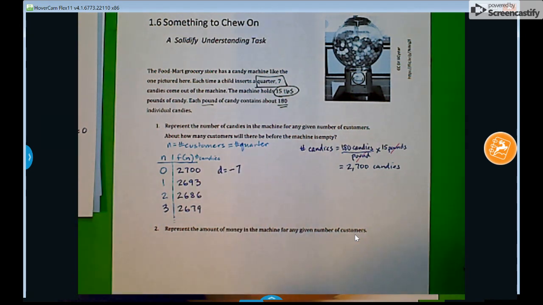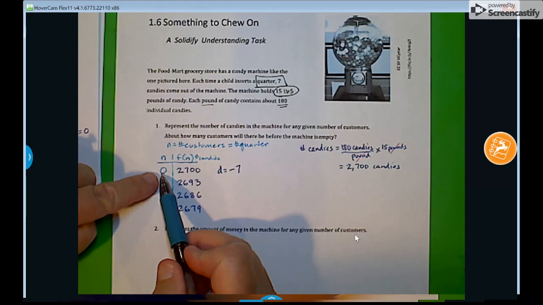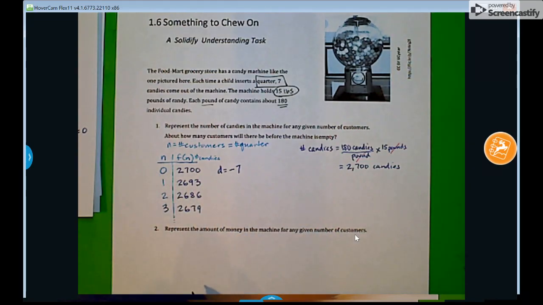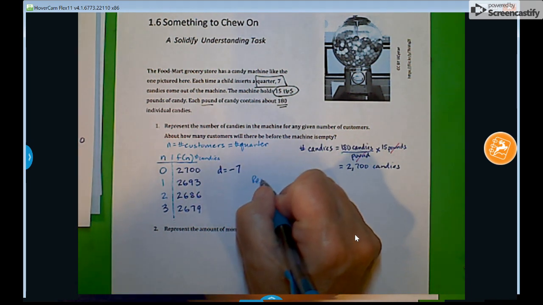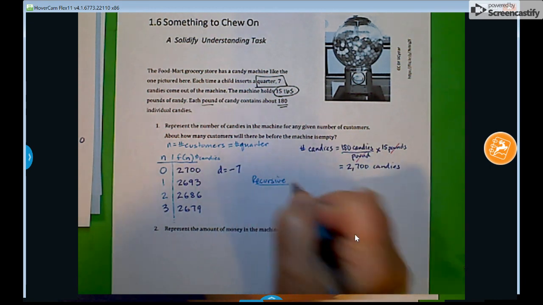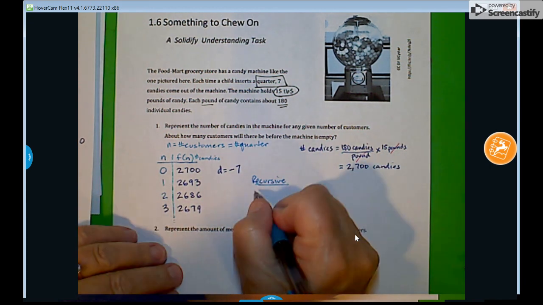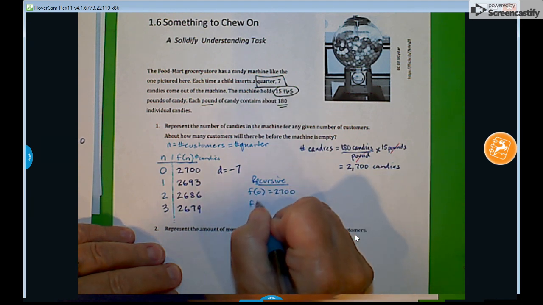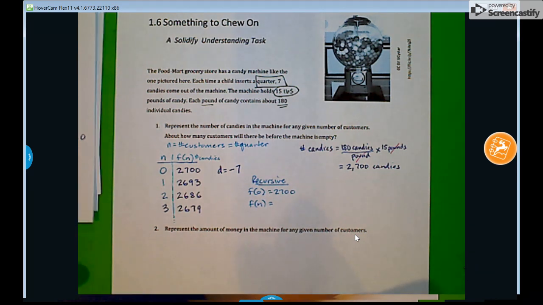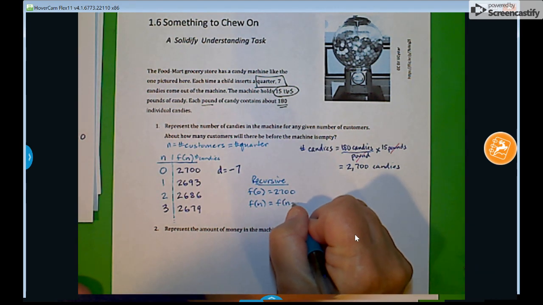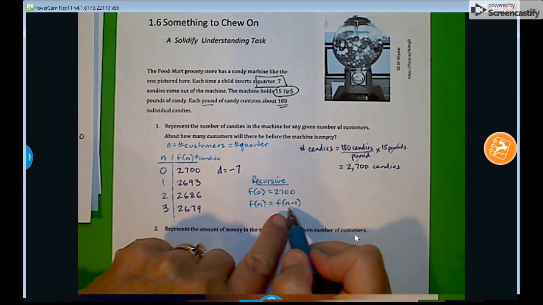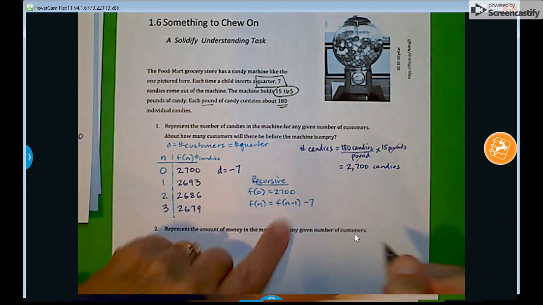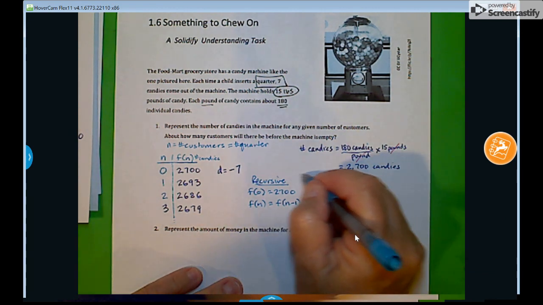I definitely need a formula. So what do we know? We know f of n, our starting point is 0. If we think about that, when we do our recursive, let's set it up with the starting point of 0. F of 0 equals 2,700, and then f of n equals the prior term, f of n minus 1. Remember, this is now equals prior minus 7. That is our recursive formula.